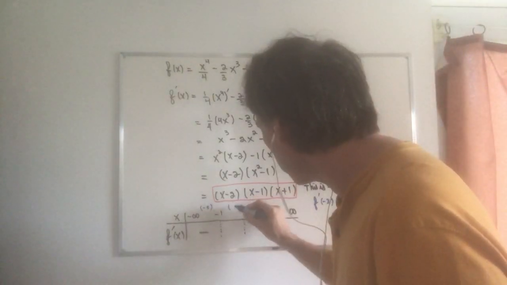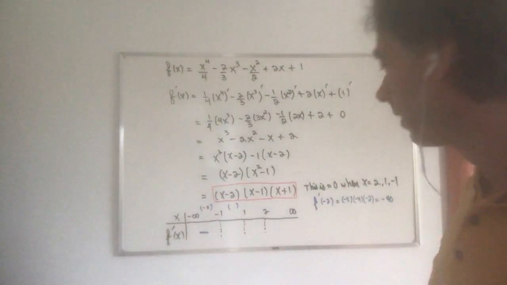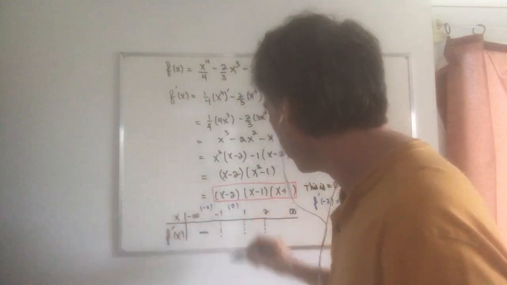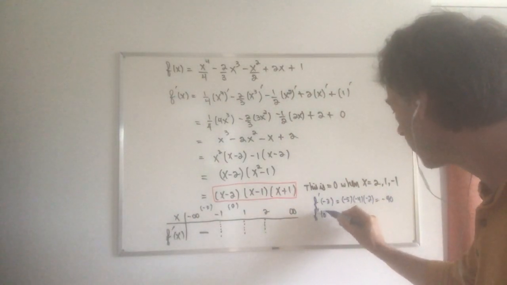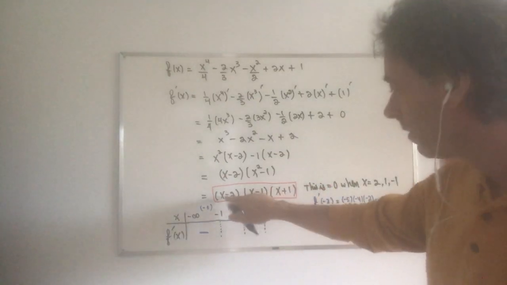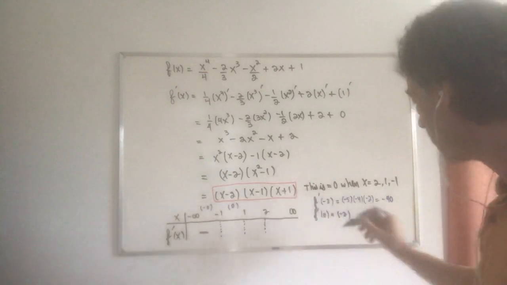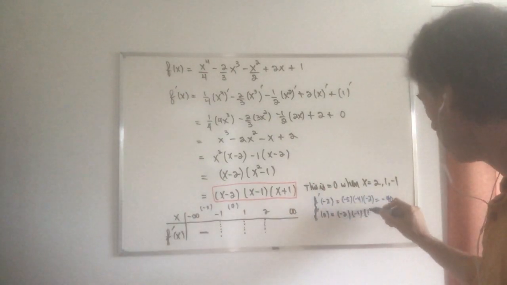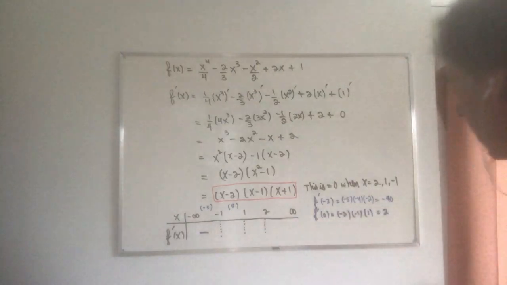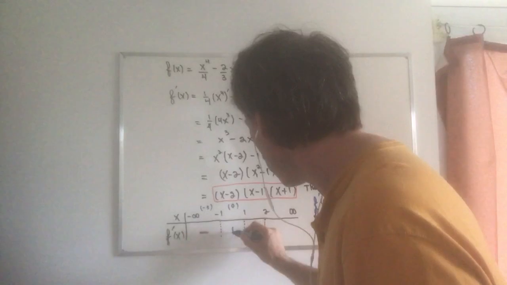Let us pick a number here between minus 1 and 1. What could we pick? 0? Good idea. F prime of 0. Let's put it here. 0 minus 2, that is minus 2. 0 minus 1, that is minus 1. 0 plus 1, that is 1. Final answer, positive 2. I don't care for the number, I care for the sign. This is a plus.